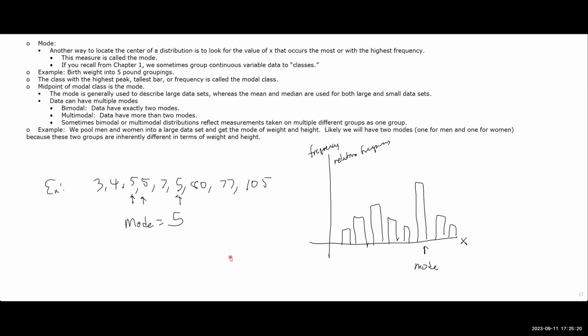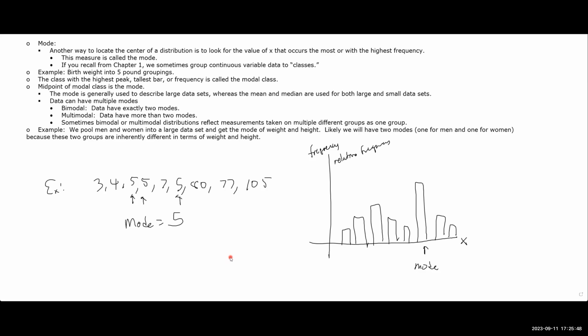Now, if you see a situation like that where you have a bimodal or multimodal distribution, it may mean that you have 2 groups that are kind of merged together, and you think it's one group, and in fact, they're 2 distinct different groups. For example, if we have a large set of data and we didn't separate men from women, you would likely see a bimodal distribution for weight and height.